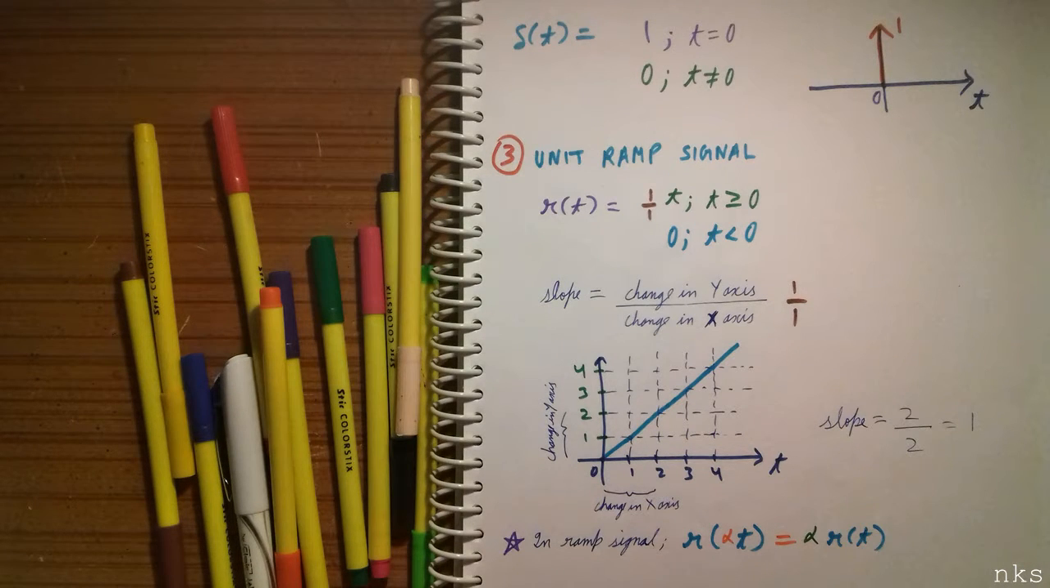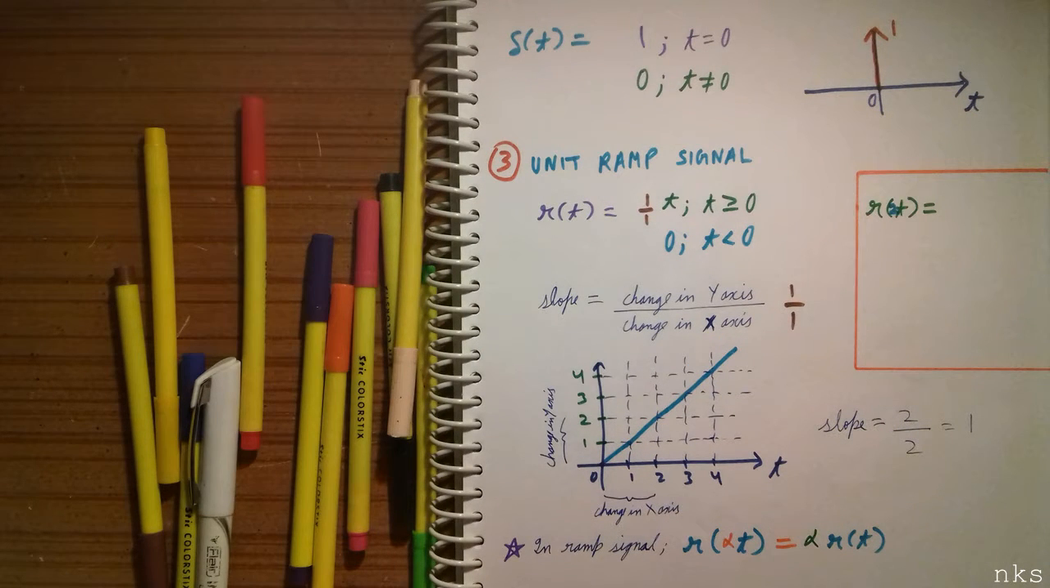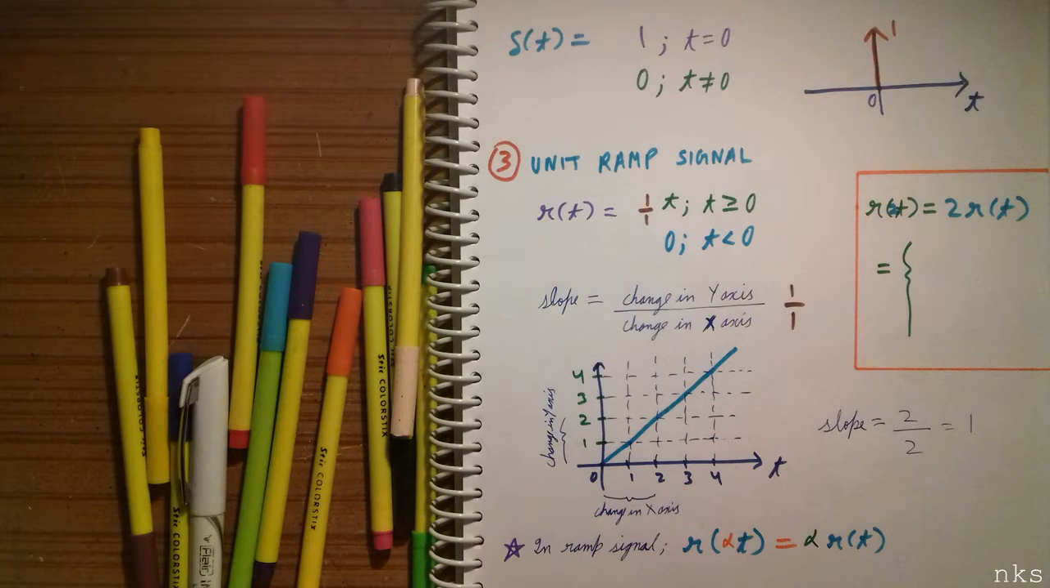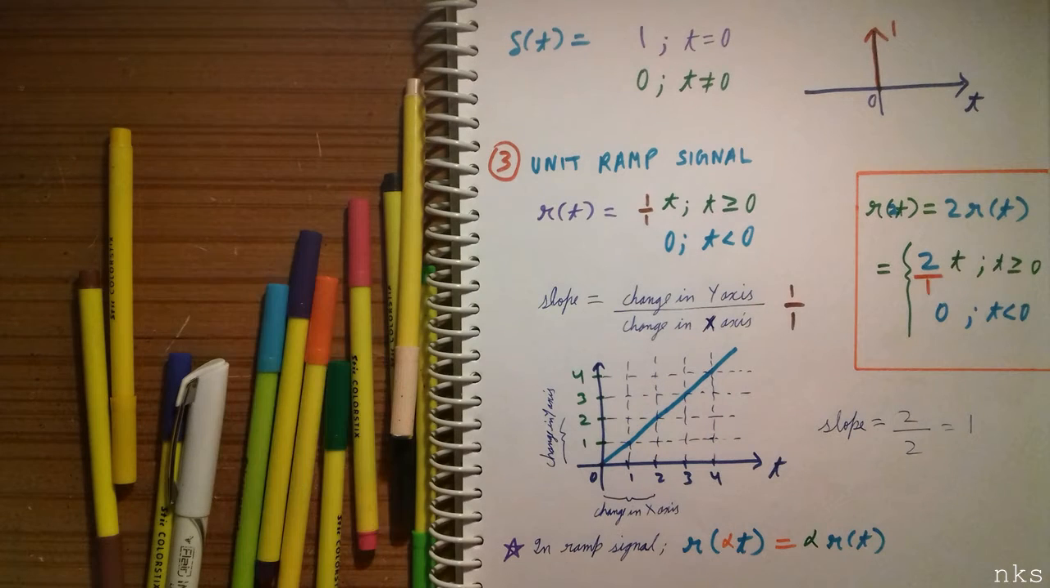Now I will take an example to explain this statement. The example is r of 2t is equal to 2 into r of t by this statement. Now let us define this function. It is 2 into r of t. So what will I get? 2t when t is greater than or equal to 0, and 0 when t is less than 0. Now see, what is the coefficient of t? Change in y-axis is 2 divided by change in x-axis, that is 1. So I draw it like this: change in y-axis is 2 and change in x-axis is 1, and then I continue the line like this.